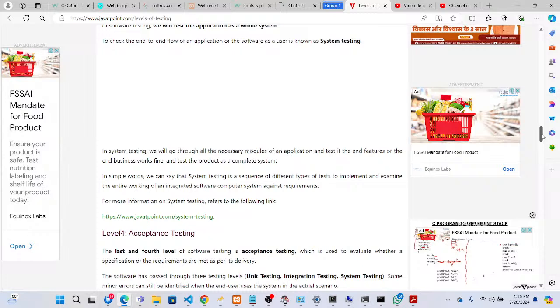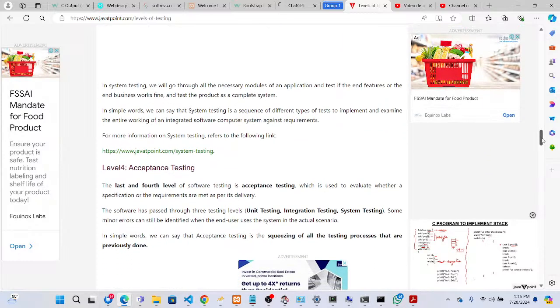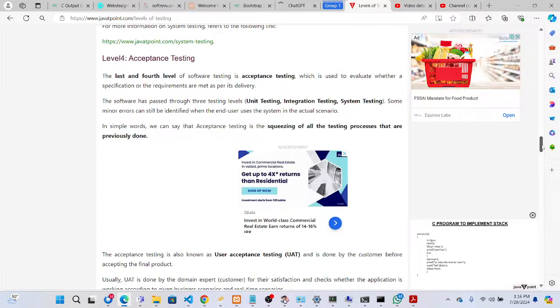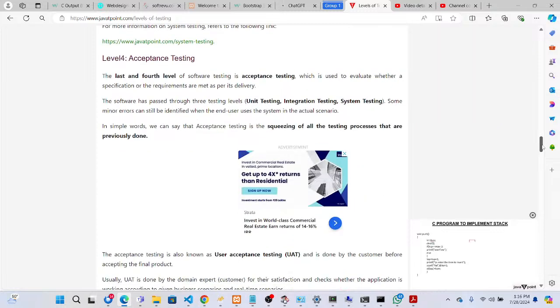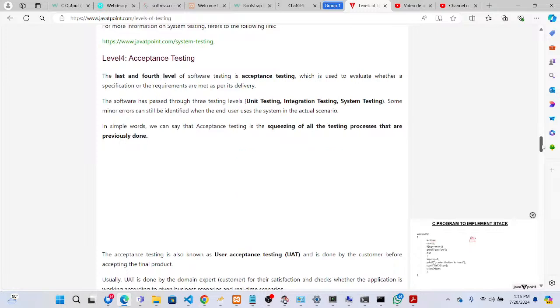And the fourth level of testing is the last, which is acceptance testing. We already discussed it in the earlier tutorial, but we are differentiating software testing and acceptance testing, which evaluates whether the specifications or requirements are met as per the delivery. The software has passed through three testing levels: unit testing, integration testing, and system testing. So the expectation is that there should not be any critical defects in the user acceptance testing, that is, priority A or critical defects.